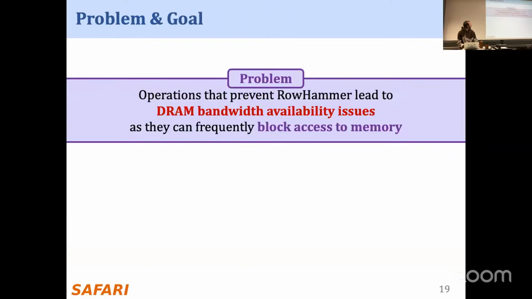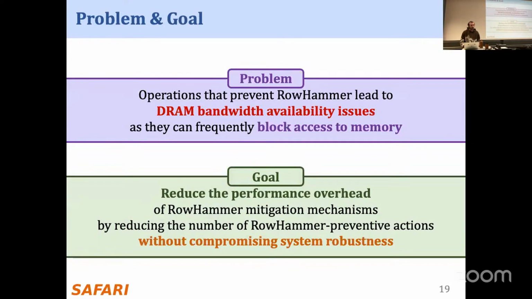To reiterate our problem and goal, operations that prevent RowHammer lead to DRAM bandwidth availability issues as they can frequently block access to main memory. And our goal is to reduce the performance overhead of RowHammer mitigation mechanisms by reducing the number of performed RowHammer preventive actions without compromising system robustness.